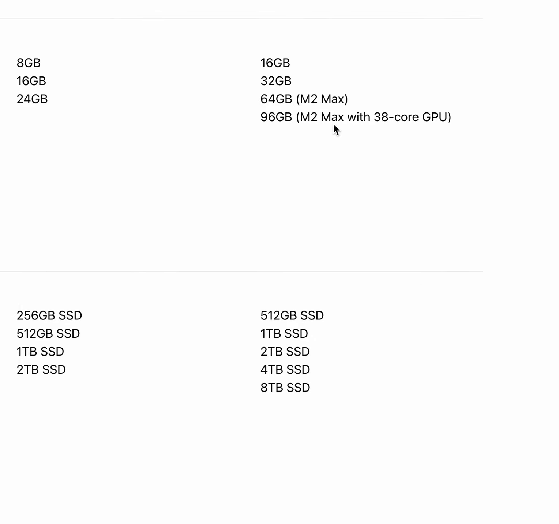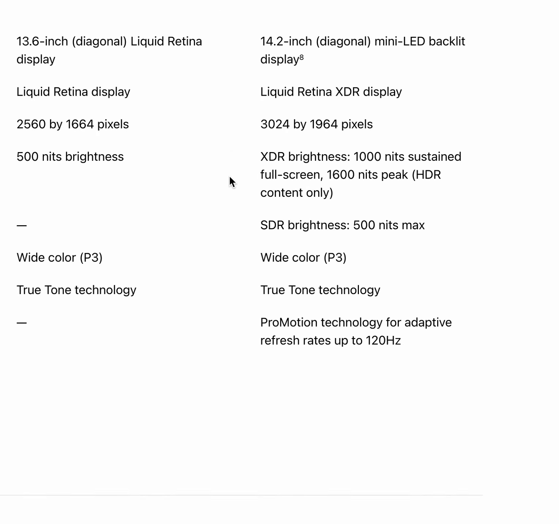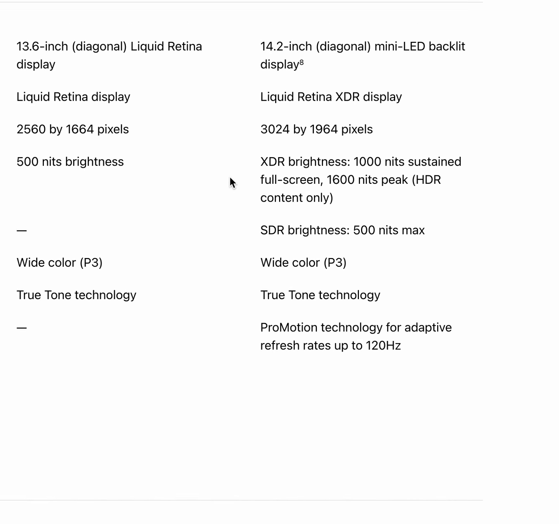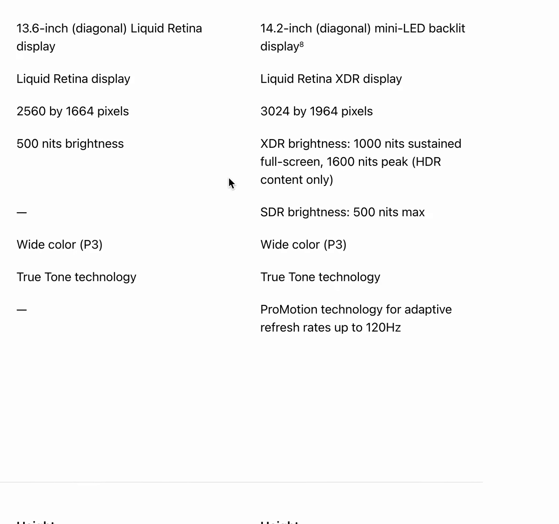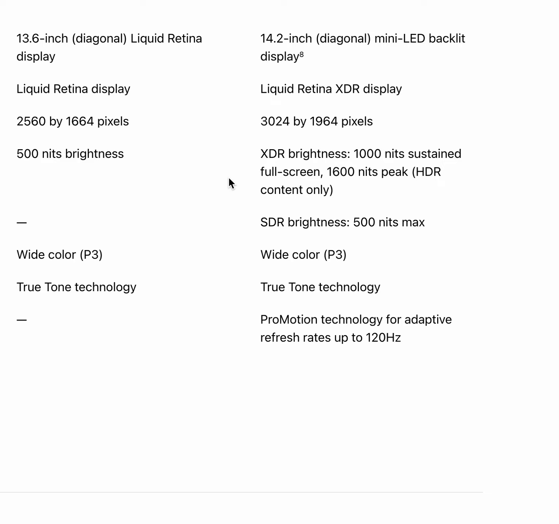And then only the 38-core GPU MacBook Pro can get the 96 gigabytes of RAM, which is insane. Like, look, I don't think you need that much RAM. I think it's ridiculous, but yeah, that thing is insane. I mean, seriously.